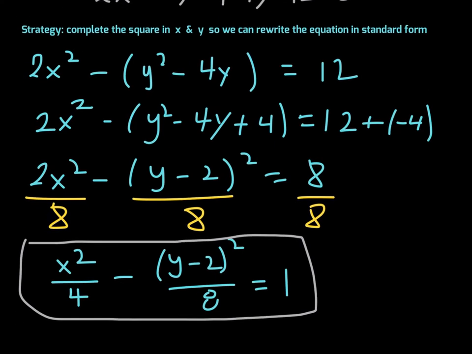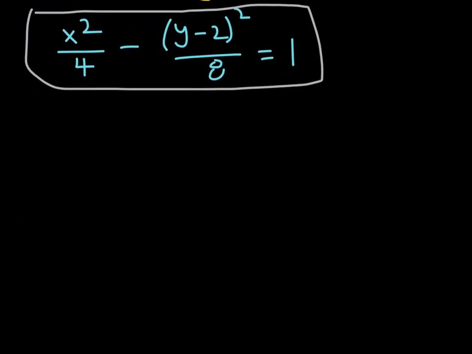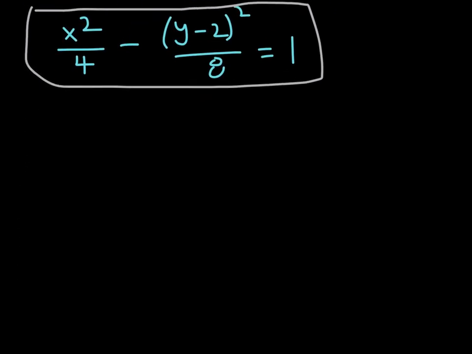Okay, so we completed the square. Now we can notice a few things. Well, a lot of things actually. We notice that the x term comes first, right? So that tells me that this hyperbola is going to be opening to the left and to the right.